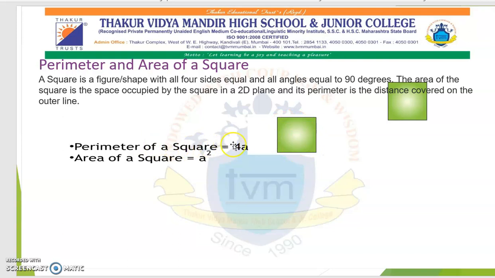Therefore, perimeter of a square is equal to 4 into side. What is the side given? A units. So, it will become 4a. Area of a square is equal to a squared. Why is it a squared? Because this side is also a, this is also a. So side into side, the formula of area of a square is what? Side into side. A into a, it becomes a squared.